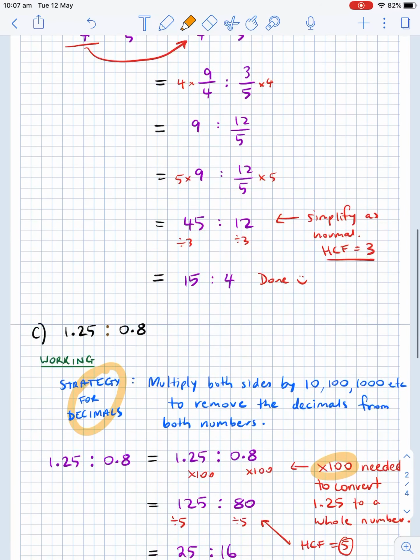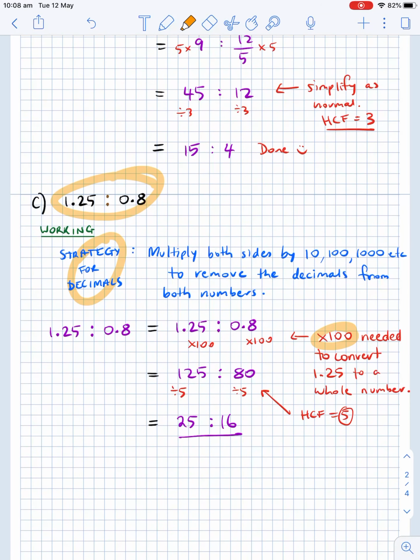Okay, moving on. Let's try this one with decimals. So again, we've got a different strategy when we're dealing with decimals in a ratio. So you want to multiply both sides by 10 or 100 or 1,000 or 10,000 or 100,000 or 1,000,000, etc. We want to remove the decimals from both numbers.